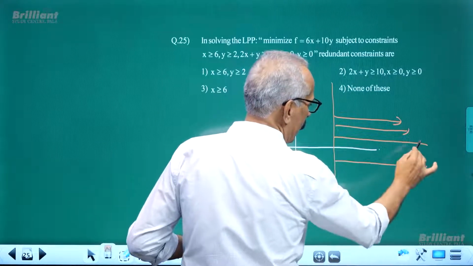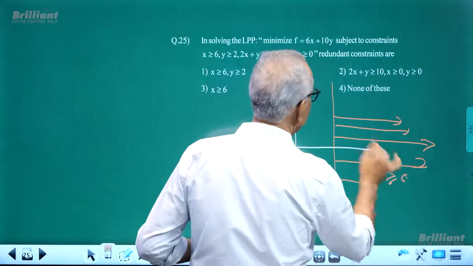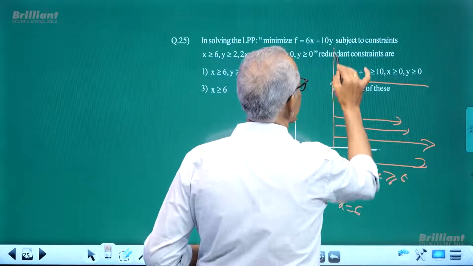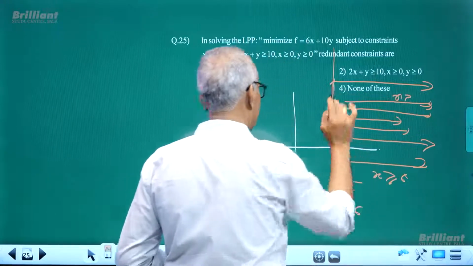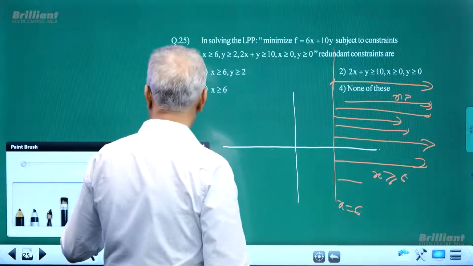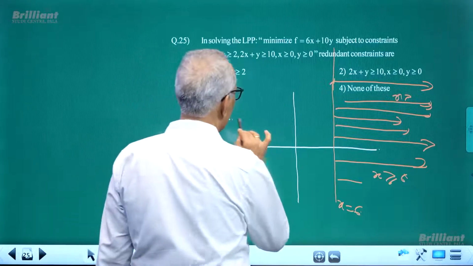അപ്പോൾ ഇവിടെ നിന്ന് ഇങ്ങോട്ടേ വരാൻ പാടുള്ളൂ. x ഗ്രേറ്റർ ദാൻ ഈക്വൽ ടു 6. ഓക്കെ, ഫൈൻ. ഇനി നമുക്ക് അടുത്തൊരാളെ എടുക്കാം. അടുത്തത് ആരാ? y ഗ്രേറ്റർ ദാൻ ഈക്വൽ ടു 2. സോ ദിസ് ഇസ് കോൾഡ് y ഈക്വൽ ടു 2.